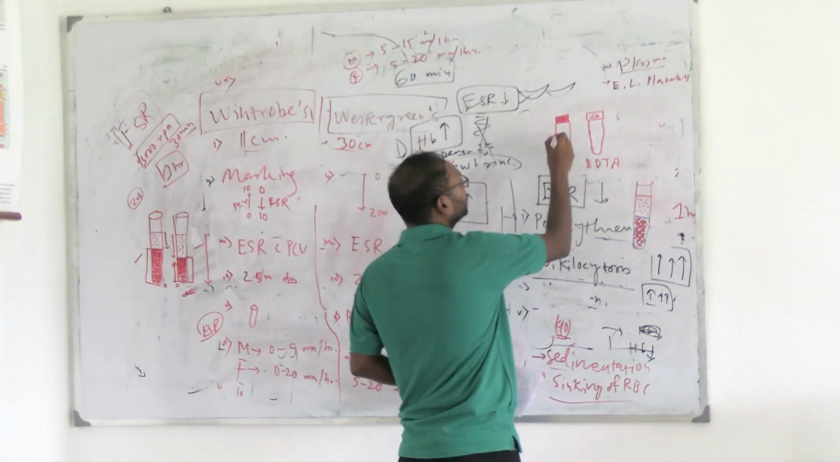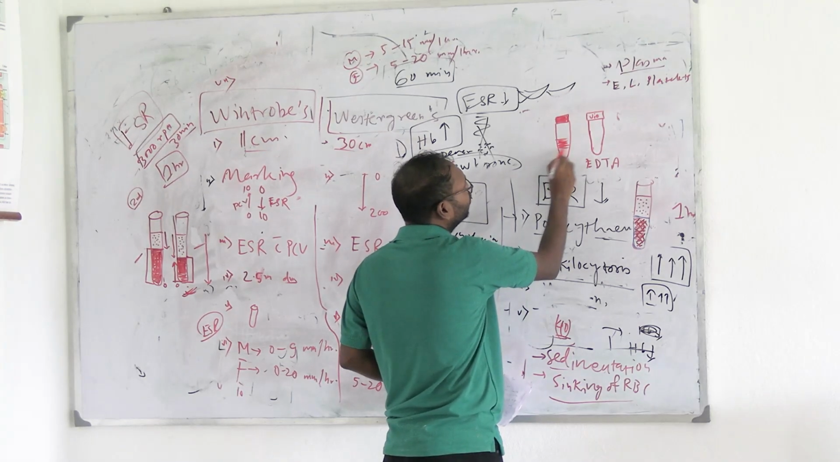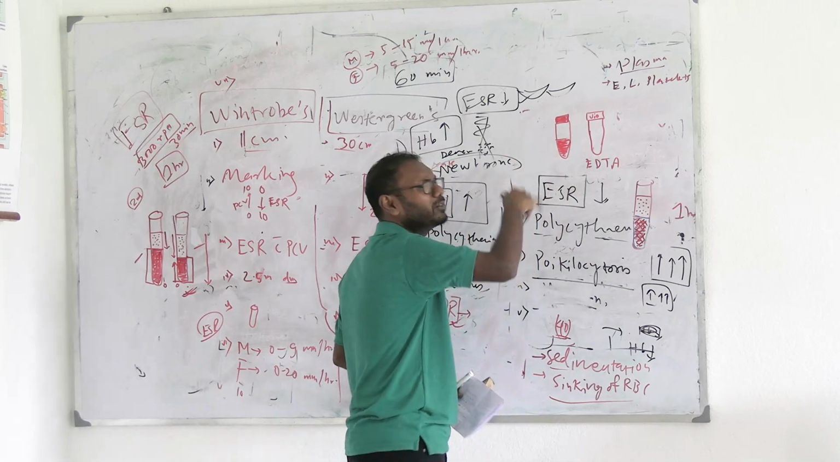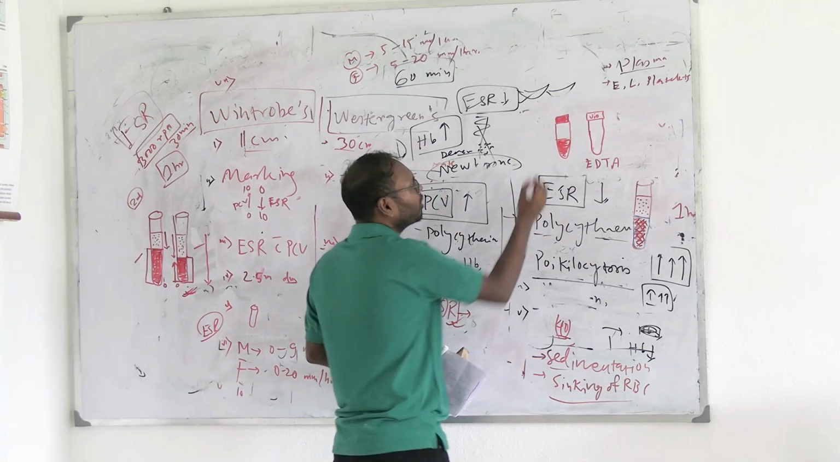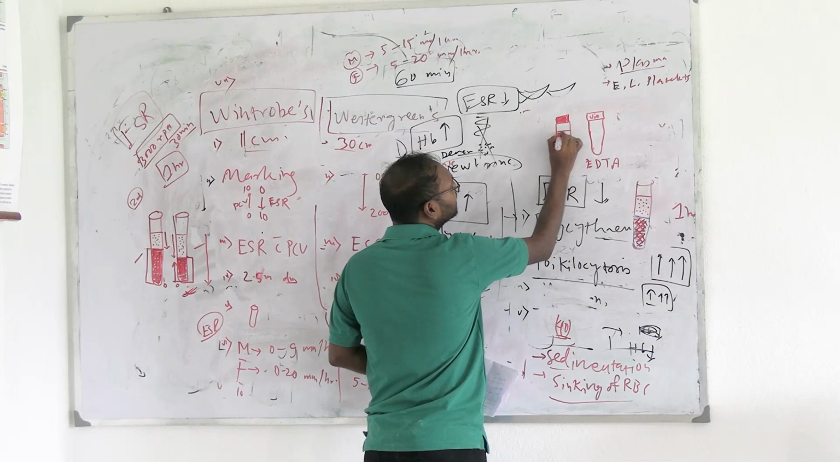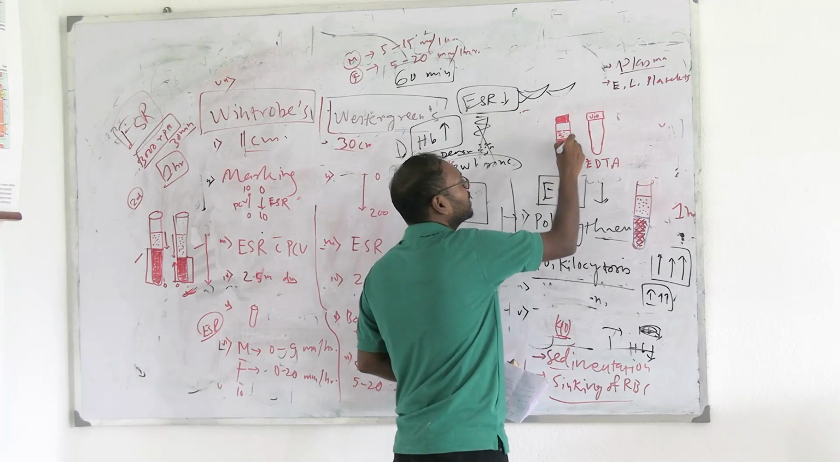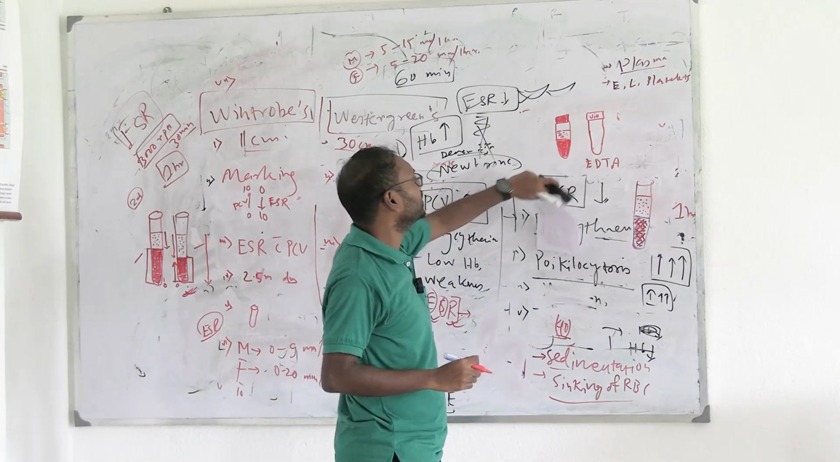Because তুমি যদি এখানে নরমাল ক্লট টিউবে তোমার ব্লাডটা রাখো, if you keep your blood in a normal clotting tube, what will happen? The cells will clump. After 1 or 2 minutes or 5 minutes কি হবে? উপরে there will be clear serum above, and there will be clumped and agglutinated cells below. So this is a red top tube.